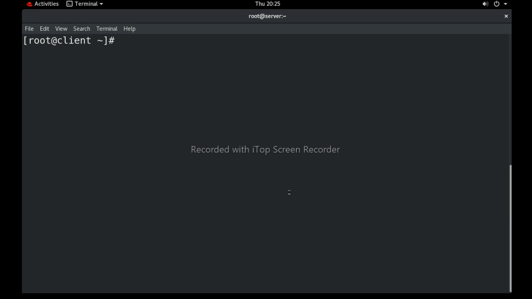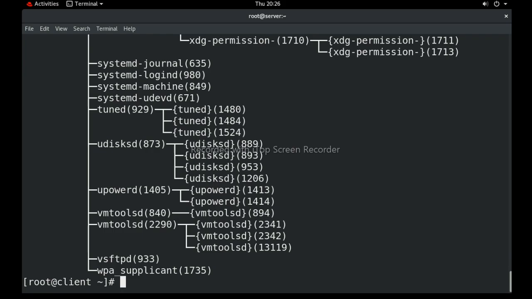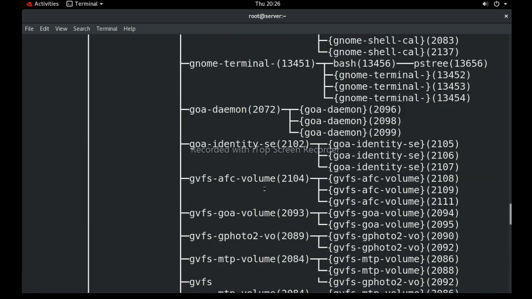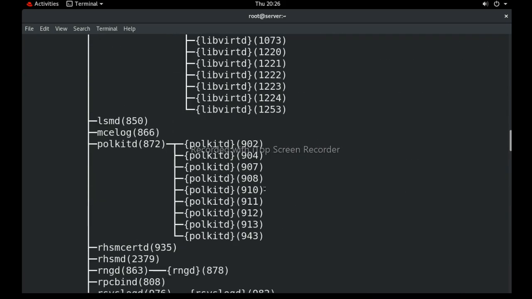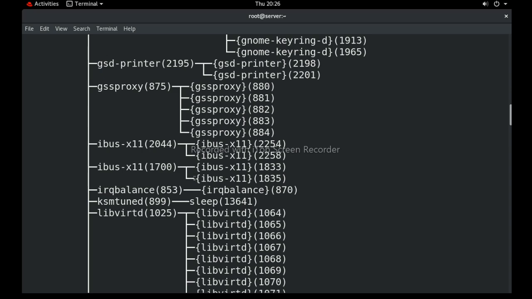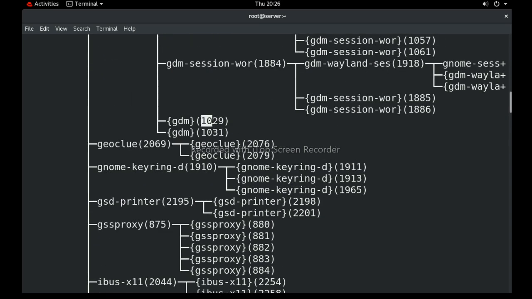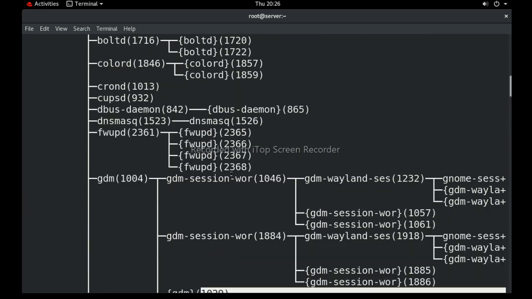To list all the processes along with their process ID in the process tree command, we can use the pstree command with the -p option. As it displays the hierarchy, it also prints the process ID associated with each and every process.